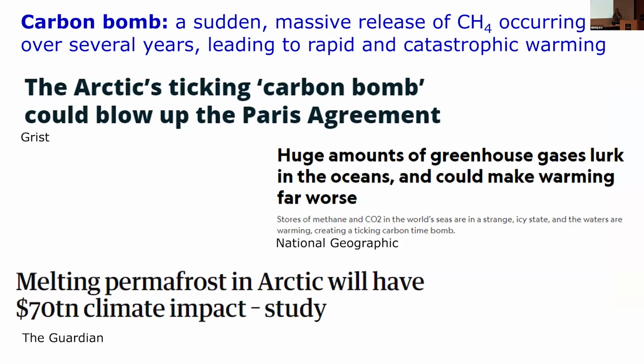And so when I talk about the carbon bomb, what I'm defining is a sudden and massive release of methane that would occur over several years, leading to rapid and catastrophic warming. So, methane hydrates are solid ice with methane in them. If they were to melt and thaw, and that methane is released to the atmosphere, it could cause catastrophic climate change. And these are just a few of the headlines that have been appearing in the popular press talking about the concept of this carbon bomb. So now let's actually look at some data to see whether this is actually happening.